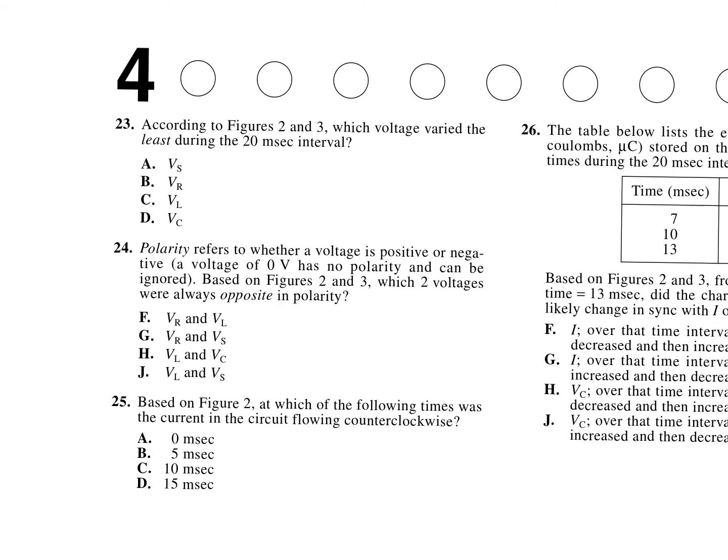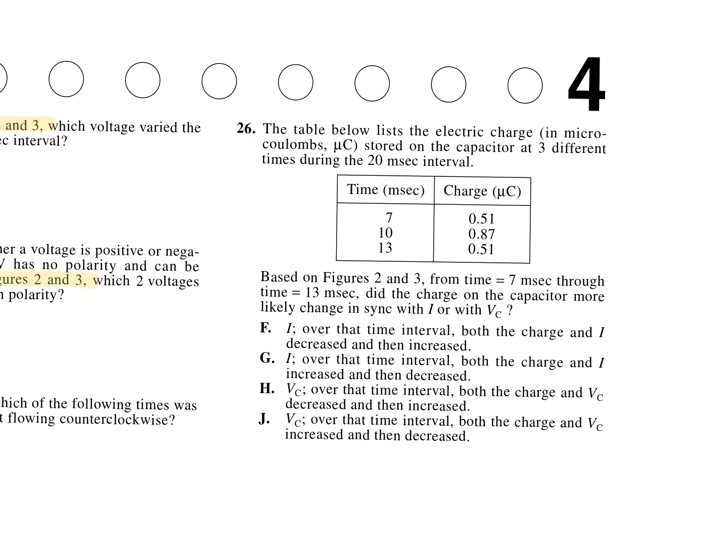Okay. 23 is what? Figures 2 and 3. So that's a comparison. That might be a little bit harder because you got to look at two things. What about 24? Okay, figures 2 and 3 again. 25, figure 2. Very good. Okay, 26, anything in 26 we see? No, okay, good. Figures 2 and 3.